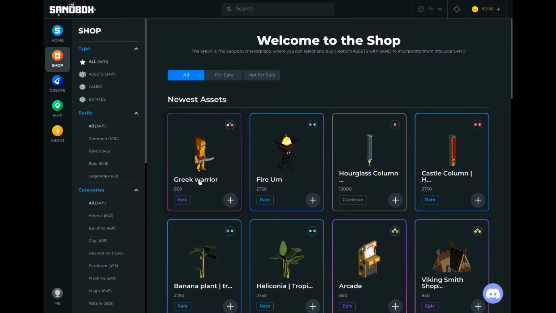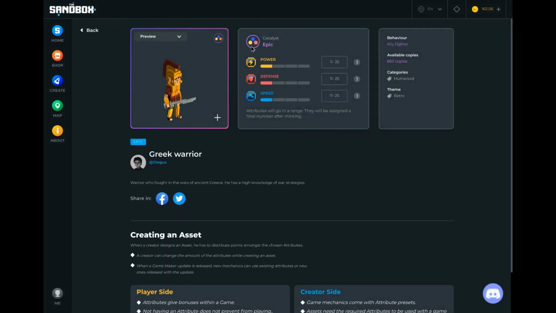While we're here, let's have a quick look at other assets. Here's this Greek warrior. He's also epic. So he's also got 3 of these units, but these are split differently because he's an ally fighter. So he has power, defense, and speed. And you can see there's a range. The lowest could be 11, and the highest could be 25. So that's the random nature of these NFTs.